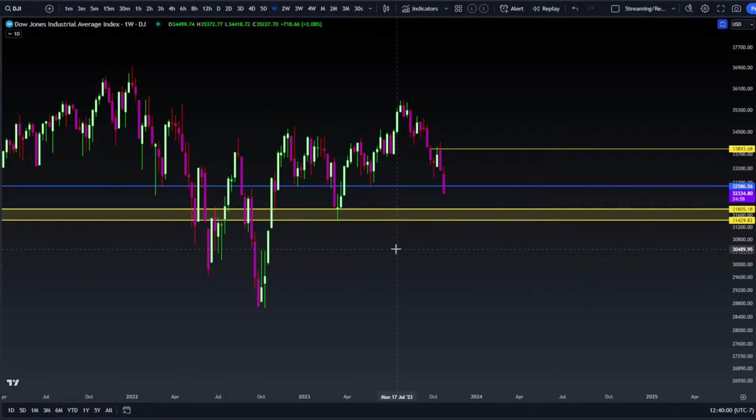So is it a given that it's going to break down? No. And anybody telling you it's a given that it's going to break down is being silly. You have to see it happen. It's not a given. Nothing is ever a given.